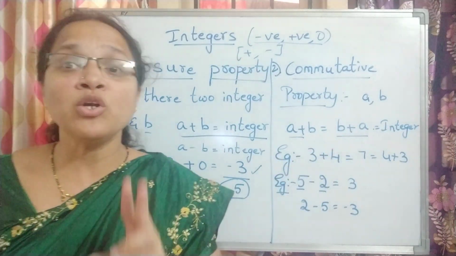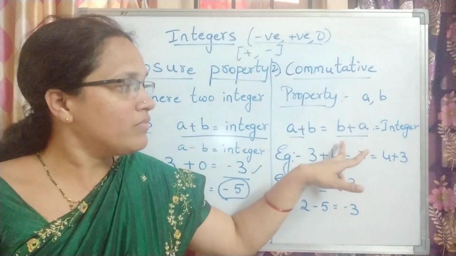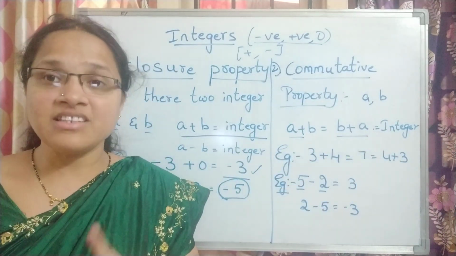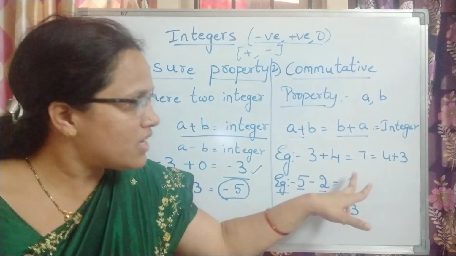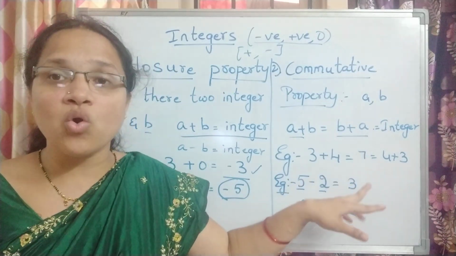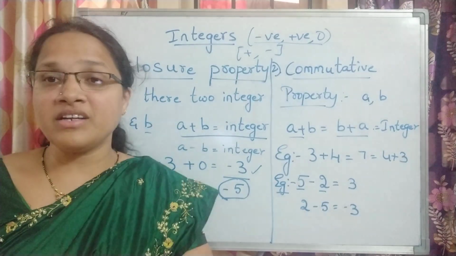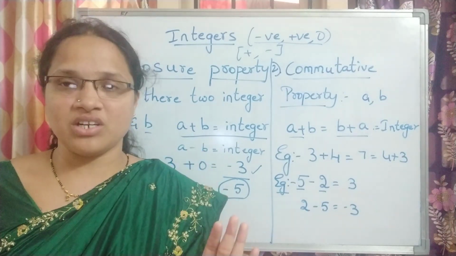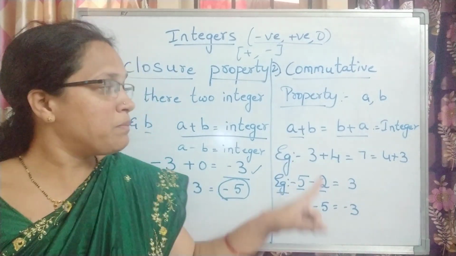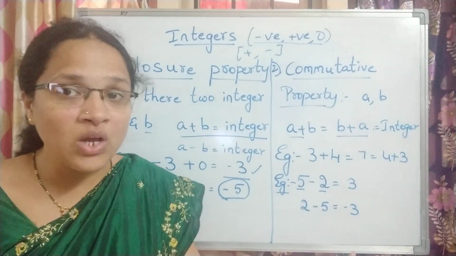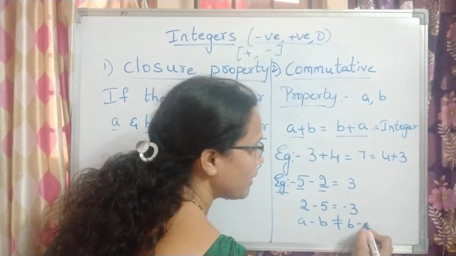Here you have to remember two things for commutative property. One thing, in any order of them, the answer should be an integer. And the second thing, both the answers should be the same, that means they should be equal. See, here you have equal for addition. So commutative property is satisfied under addition, but commutative property does not satisfy under subtraction. Why? Because you will get an integer, but you won't get the same answer. That means a minus b is not equal to b minus a.